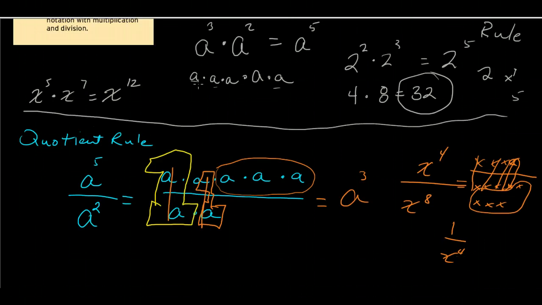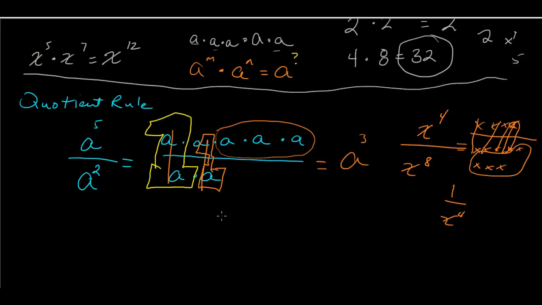Now generalize that rule for me. Up here I'm asking you to generalize the rule a to the m power times a to the n power equals a to what power? Give me the generalized rule there. And so I would like the same here. I would like for you to give me the generalized rule. A to the m power divided by a to the n power is a to the what power here.